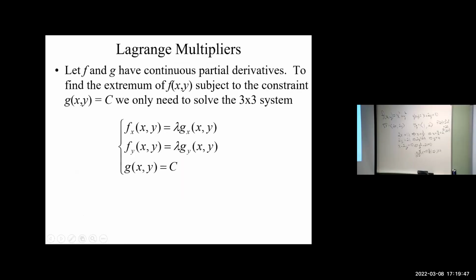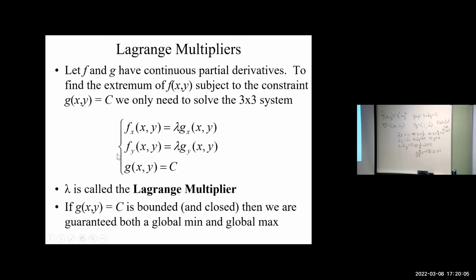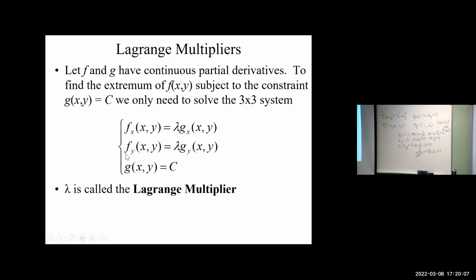This is exactly what we just did. This is the method of Lagrange multipliers. It's a 3x3 system if it's a function of 2 variables. It's a 4x4 system if it's a function of 3 variables. That little guy lambda is called the Lagrange multiplier. Remember, we're always putting lambda on the side of our constraint equation.